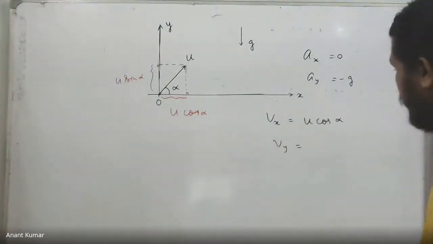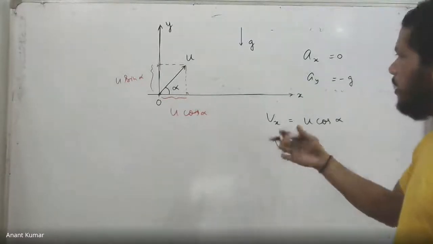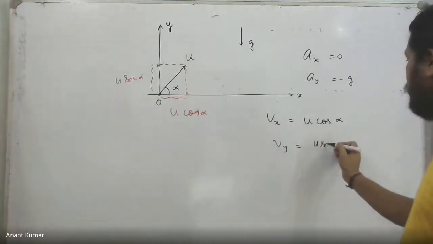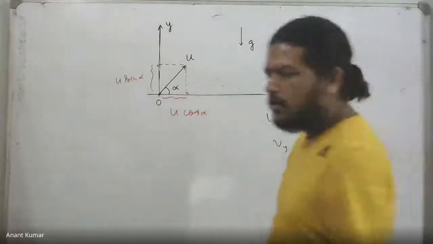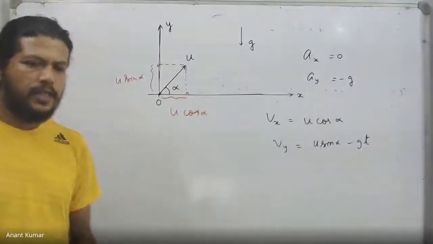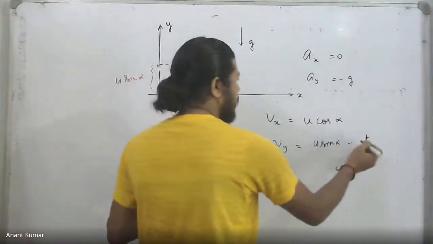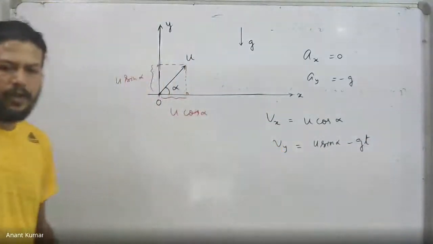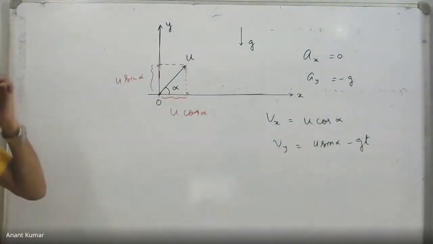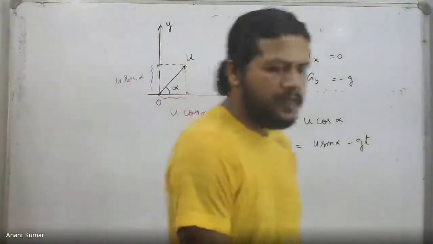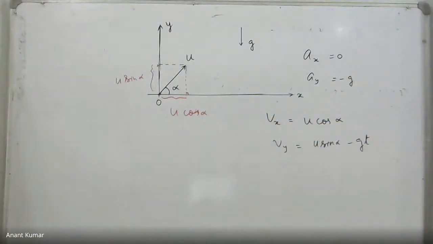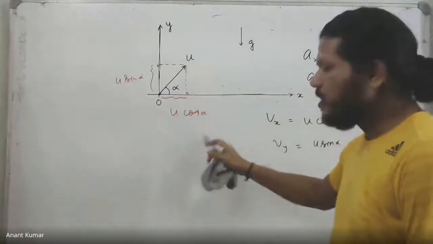So for the y direction, we end up getting Vy as the initial y velocity, which is u sine alpha, minus gt. Why? Because there is an acceleration along the y direction, which is equal to minus g. Therefore, the relevant equation along the y direction for the velocity becomes: the y velocity is nothing but u sine alpha minus gt. So these are the velocities. Fine. Next, we talk about displacements. We can apply the same idea along the x-axis. The displacement will be given by simply u cos alpha into time, because the x velocity is a constant.